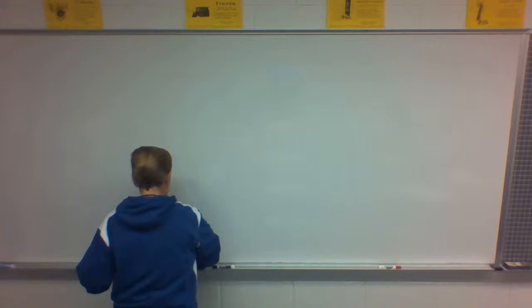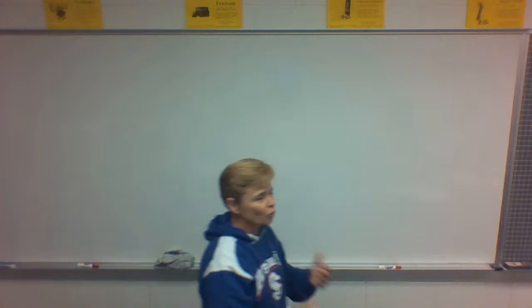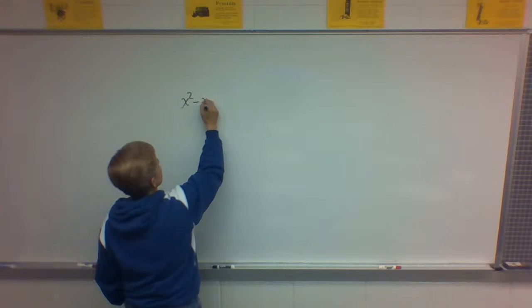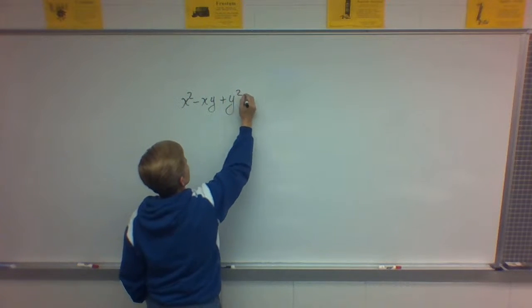Anyway, so we need to be able to write equations of normals. We've done that before. But we need to write equations of normals to curves that are not functions now, because we're in the implicit differentiation section. So here's our equation: x squared minus xy plus y squared equals 7.